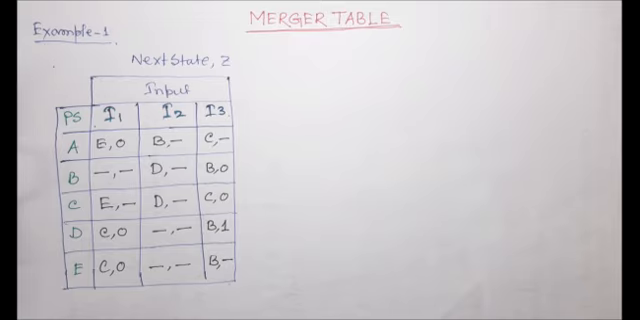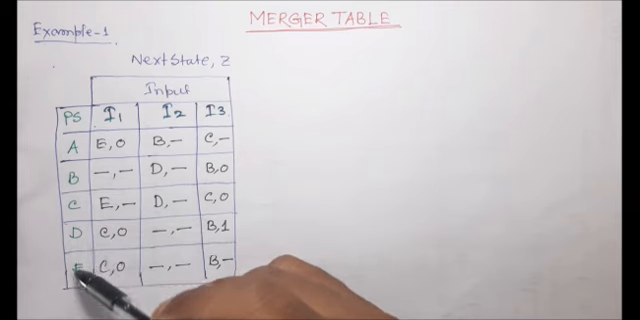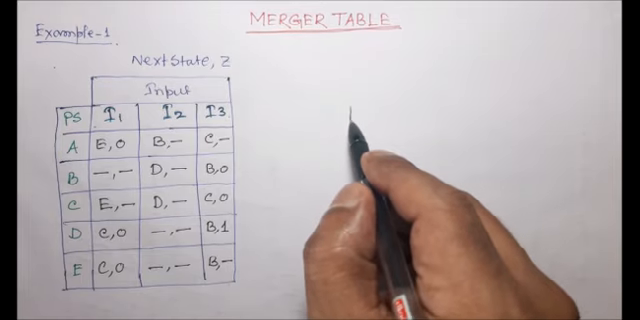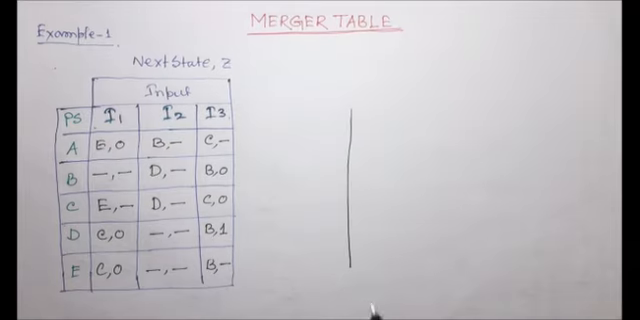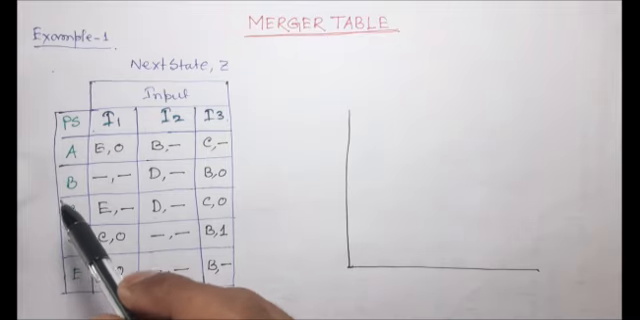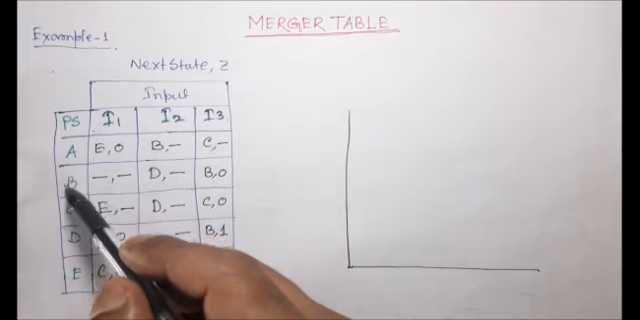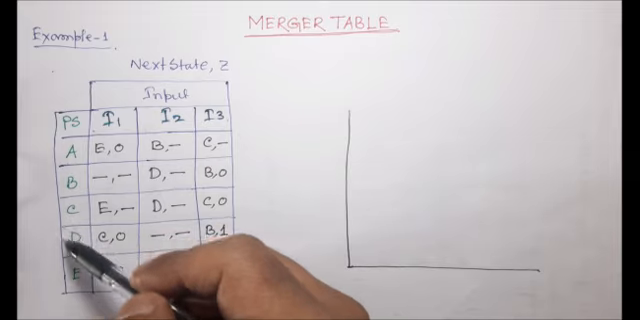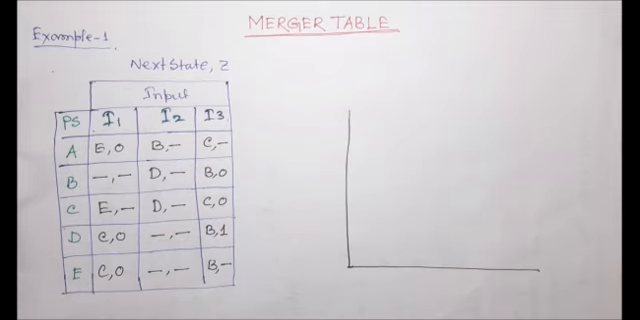Then I will discuss what is the meaning of each cell and how you will represent the merger table. So here the states are A, B, C, D, E. So the number of states is 5. So you will draw like this. First, since we are going to find out the compatibility between two states, that means A B, A C, A D, A E, as you already know in case of the merger graph. So the same thing we are going to do here.